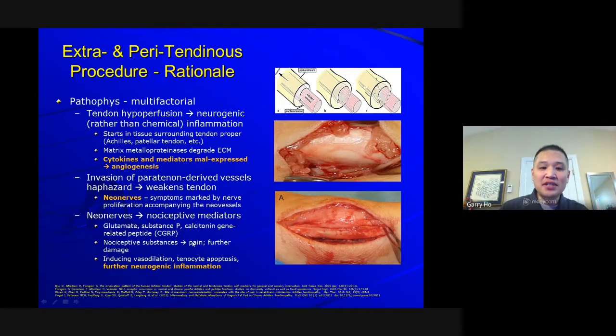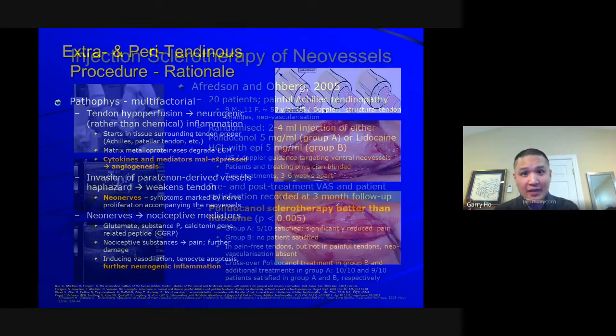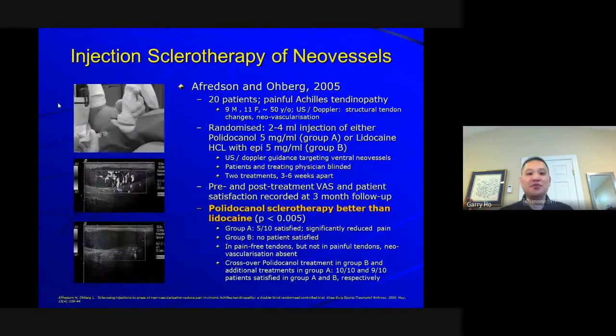But it turns out these processes, these chemokines that are expressed, which are typically attributed to nerves, can cause neurogenic inflammation, which then can actually affect the tenocyte population and in vitro actually cause apoptosis in tenocytes. So a lot of Dr. Alfredson's work is looking at, well, what if we disrupted this process?